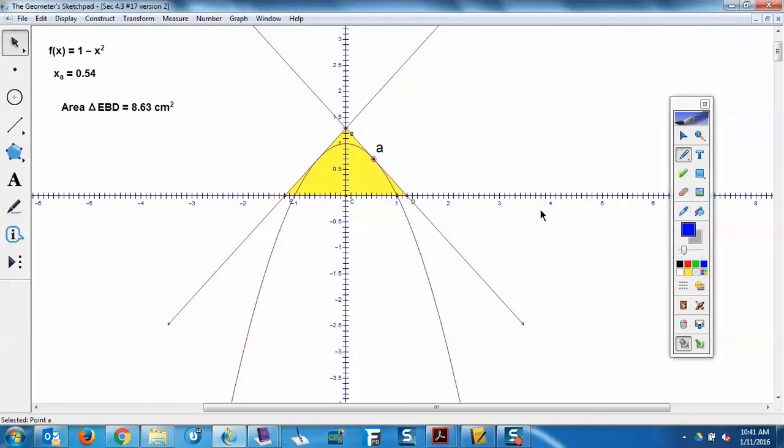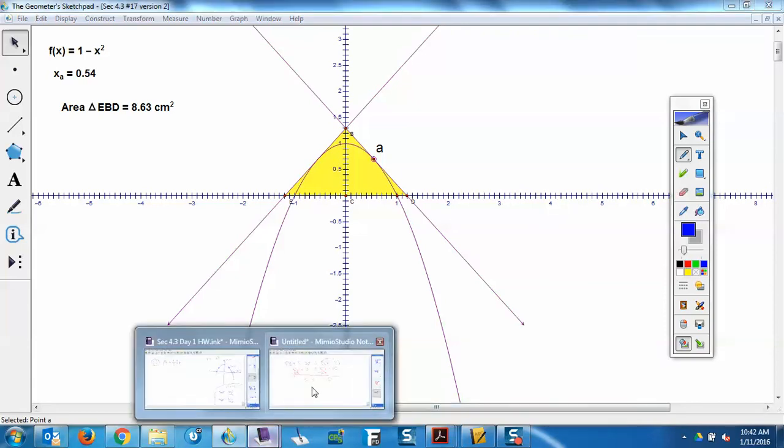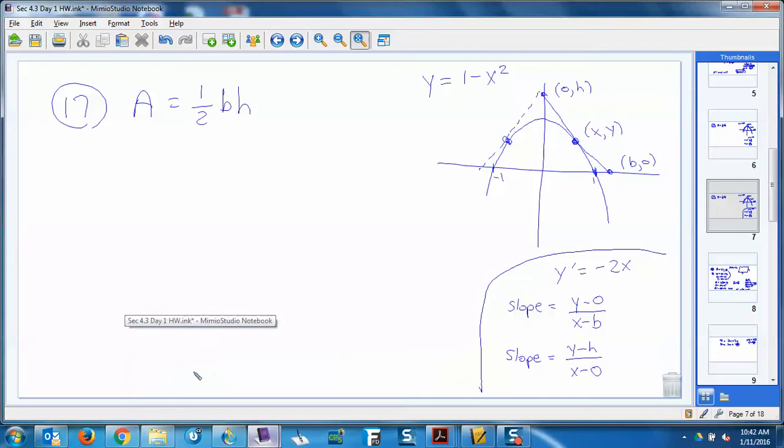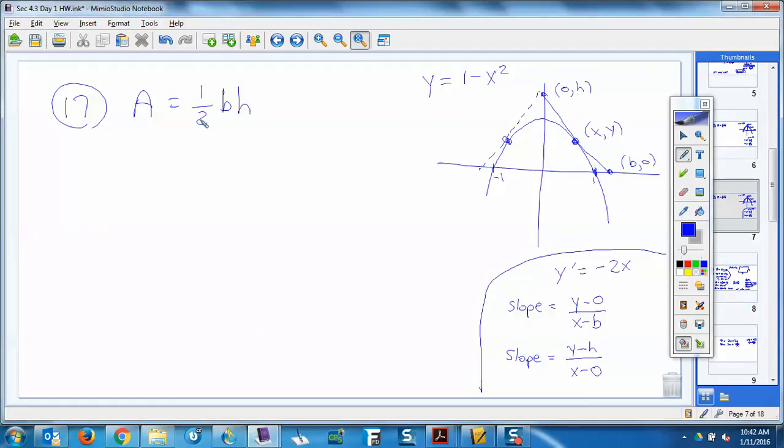Step 1. Identify what we're trying to minimize or maximize. What is it? Area of a triangle. Right? Step 1. Identify what we're trying to minimize or maximize. We're trying to minimize the area of a triangle, which is 1/2 its base times its height. Okay?